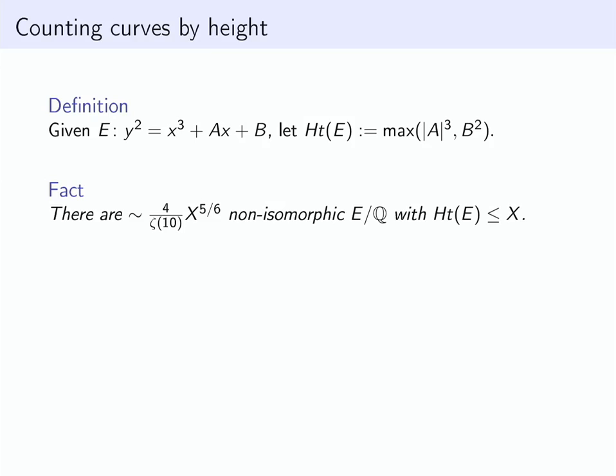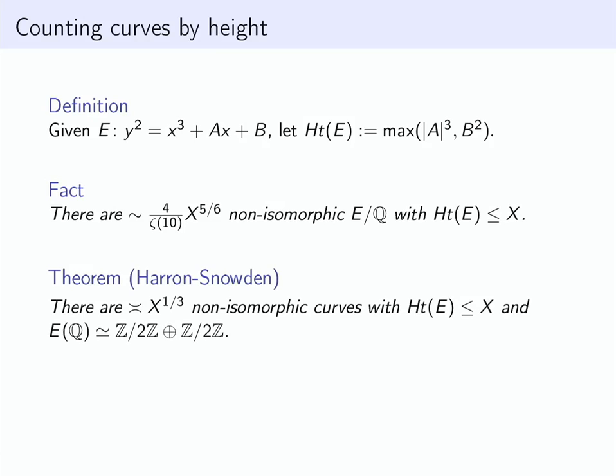And it turns out, if you want to count elliptic curves with a given torsion subgroup, you can do this. It's a theorem of Harron and Snowden that in this particular case, you get x to the 1/3 non-isomorphic elliptic curves with height up to x and this full 2 torsion. I actually really like this paper of Harron and Snowden. It appeared a couple years ago in Crelle. And again, they do pretty much what I said.